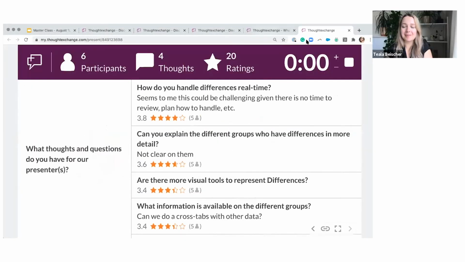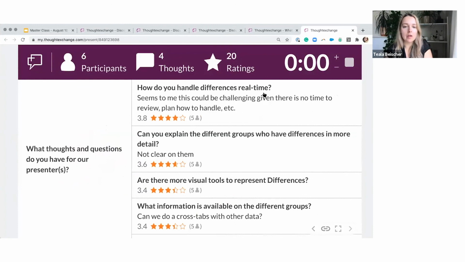All right, so let's move into our Discover view and talk through the different questions that you came up with. So up at the top, we have, how do you handle differences real time? Seems to me this could be challenging given there is no time to review or plan to handle, etc. Yeah, so differences will shift while your exchange is live. So you might want to wait until the exchange is closed to do your analysis on it and to really understand it. And I agree with you that differences can be challenging because you're not sure what it's going to be. So the time to review and the planning, you'll need to build that into your Discover strategy.